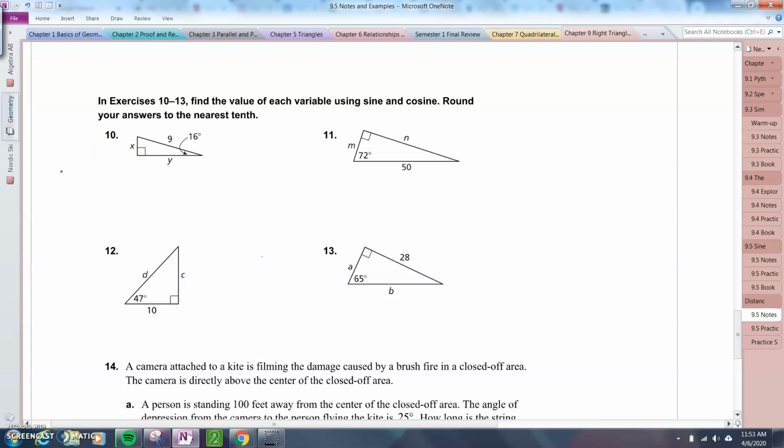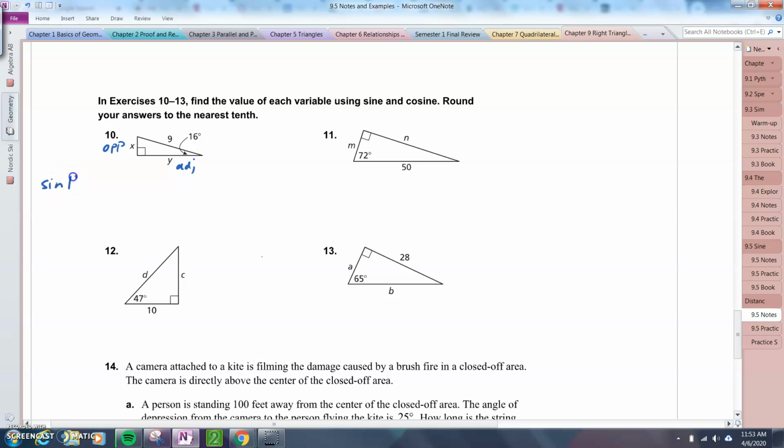Okay, so how I'm going to do this is I'm going to use sine or cosine to solve for these unknown variables. Well, I need to use this angle 16. And from 16, it looks like x is going to be what we're going to call the opposite side, and y is the adjacent side. Because x is across from the 16 degrees, and then y is that adjacent side, which just means next to. So let's first do the sine.